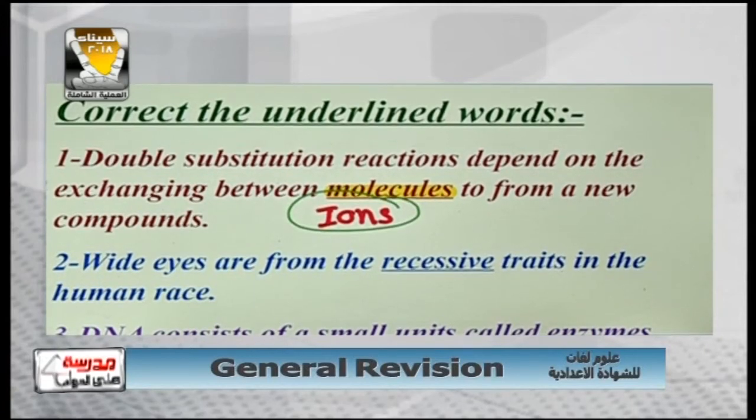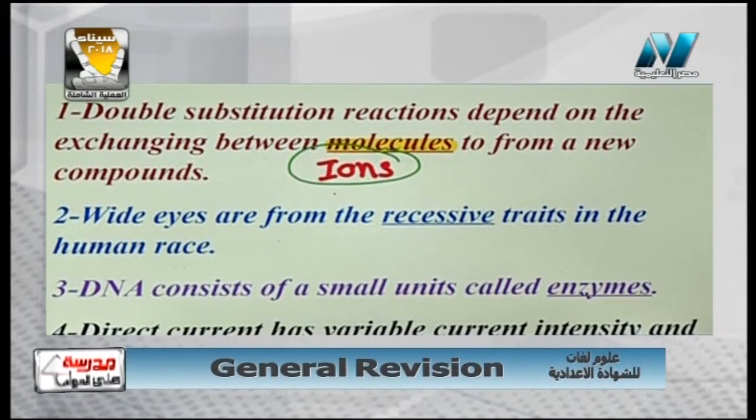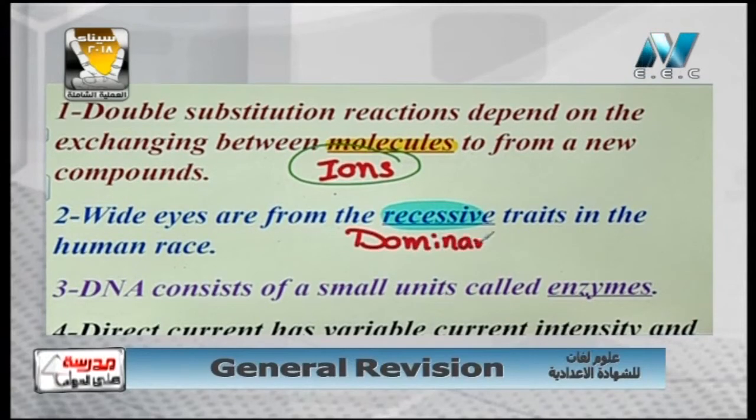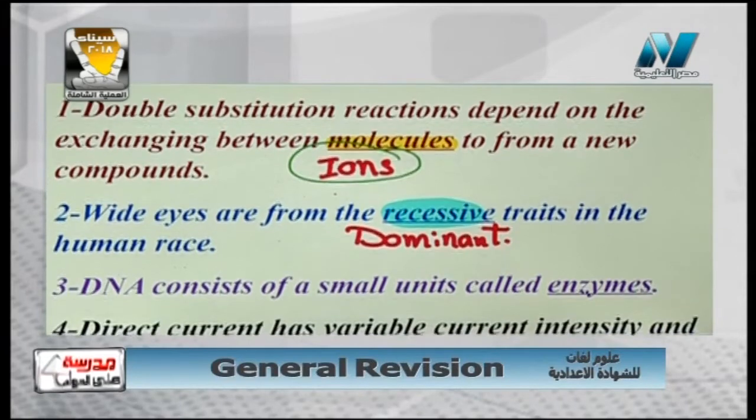Next question is, wide eyes are from the recessive traits in the human race. We talk about the Middle East area. We talk about wide eyes are from the recessive traits in the human race. We know wide eyes are from what? Not from the recessive traits. Are from the dominant traits. Narrow eyes are from the recessive traits.